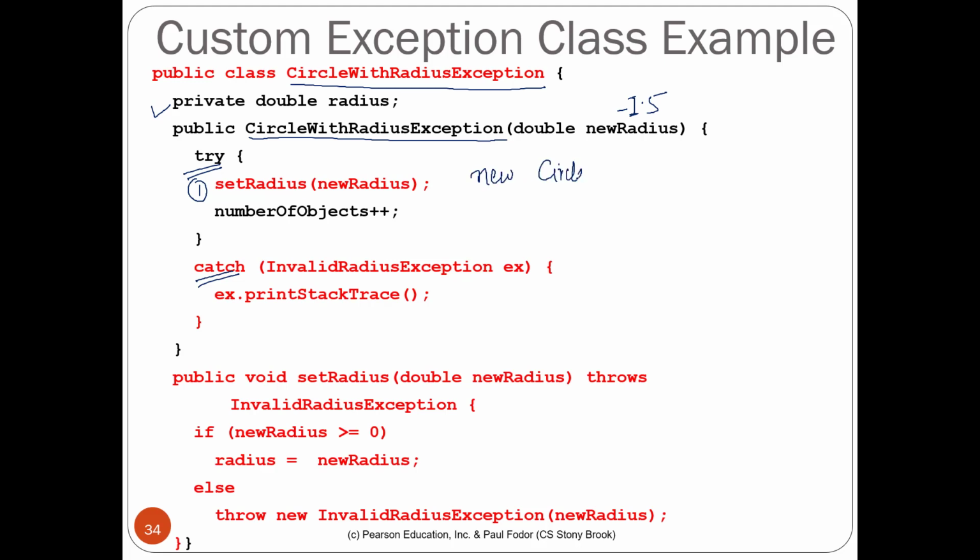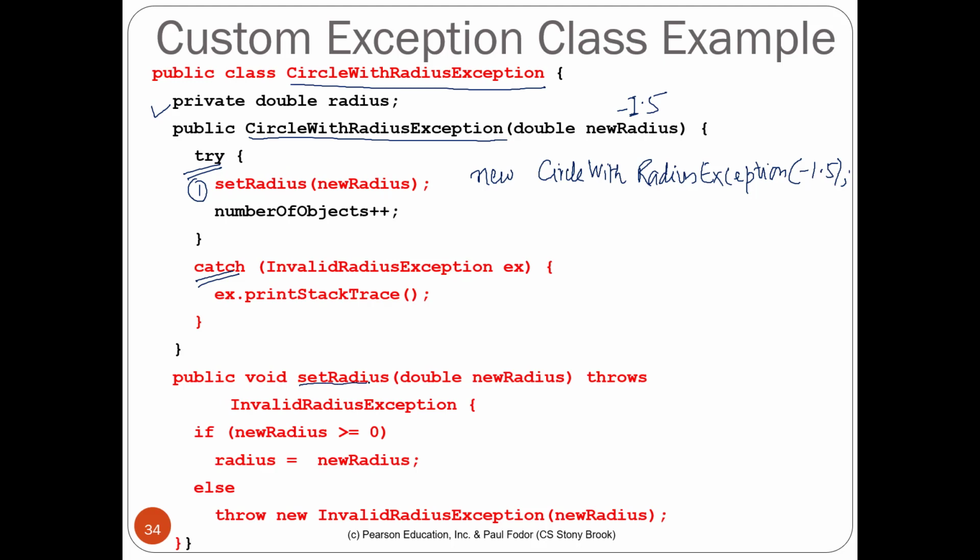If I do something like this, if I say new Circle with radius exception minus 1.5, then for whatever value I have for new radius, I'll have to invoke the setRadius method. And this is something I'm doing in the try block.